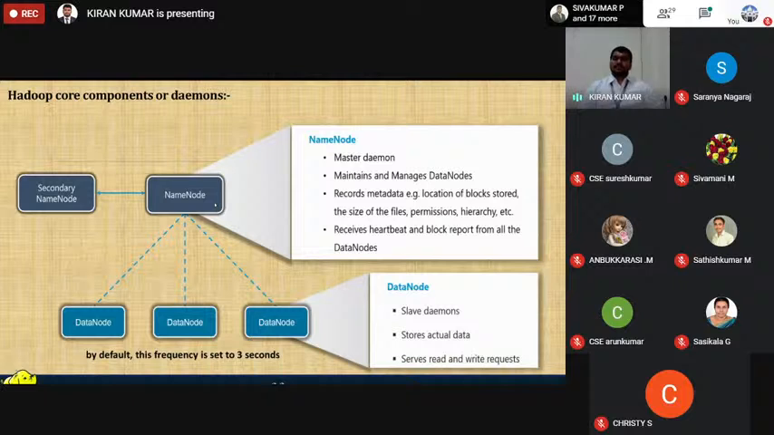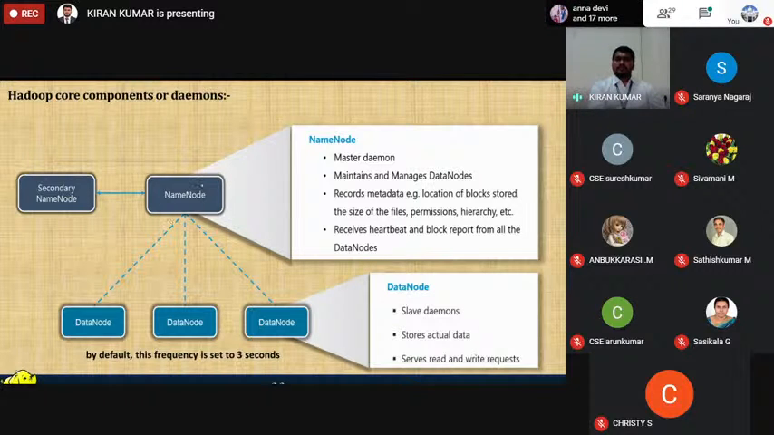Yes. So here I have explained two nodes. One is the name node, and another one is the data node. The name itself suggests the data node is nothing but a node which stores all the client's information, the client data. Okay, so let us go one by one.